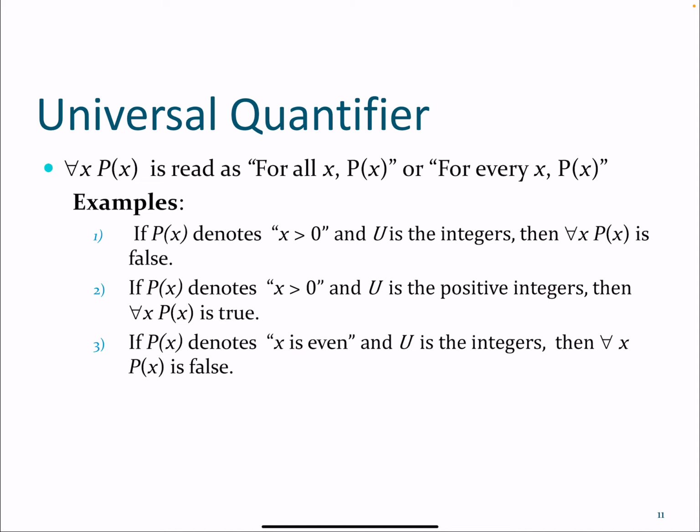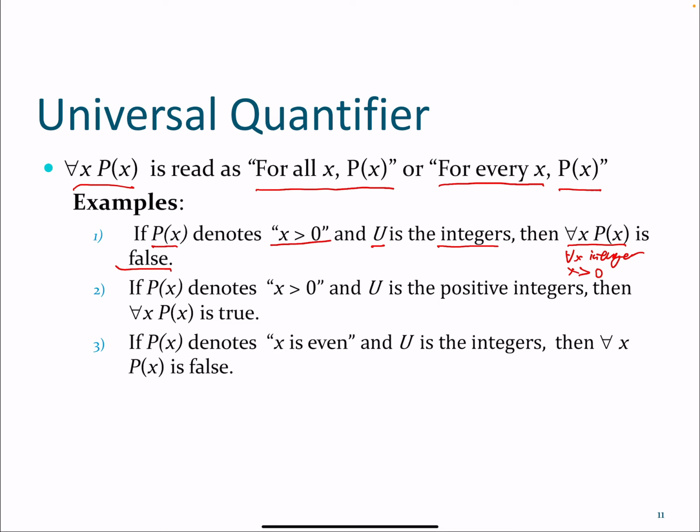Let's look at some examples. For all x, P(x), is read for all x, P(x). Or you can say for every x, P(x). So you can try to read the expressions using the definition right here. Let's look at the first example. If P(x) denotes x greater than 0, and the domain is integers, what does this mean? This means that for all integers x, x is greater than 0. Okay? Which is actually false, because integers have positive and have negative.